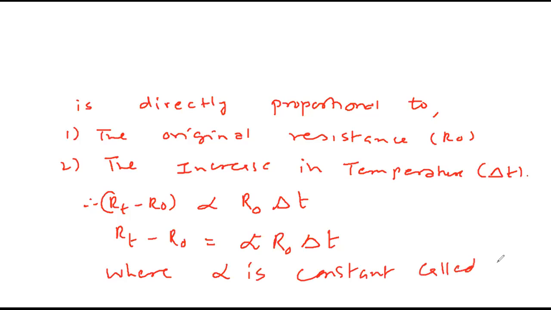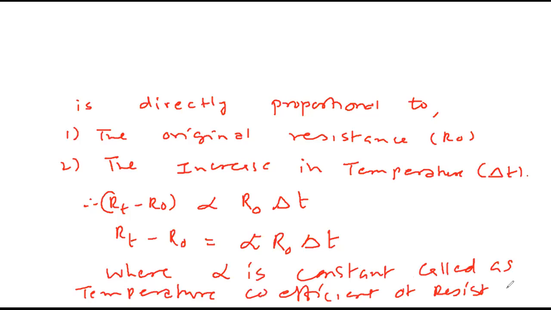where alpha is the constant called temperature coefficient of resistance. Copy this much.